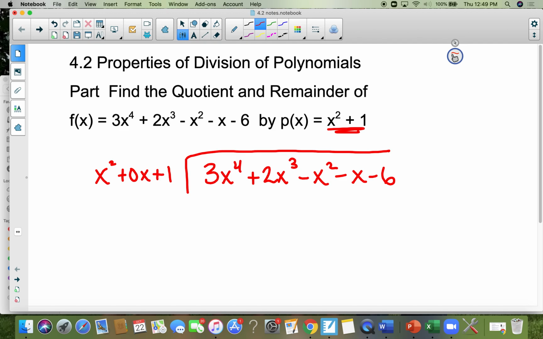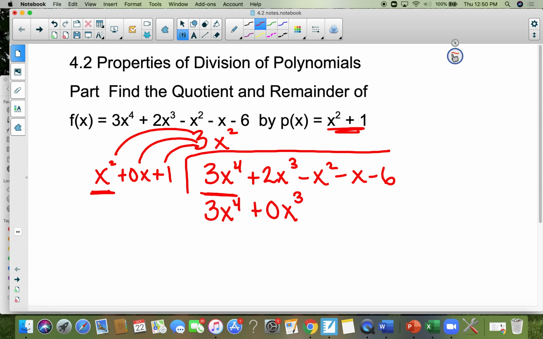Okay, you did this in Algebra 2 last year, second semester. You compare the first term with the first term, and you need a 3 and an x to the second. And then what you do is you multiply everything on the outside by 3x to the second. And you get 3x to the fourth plus 0x to the third plus 3x to the second. Draw your line, and after you draw your line, make sure you switch your signs.